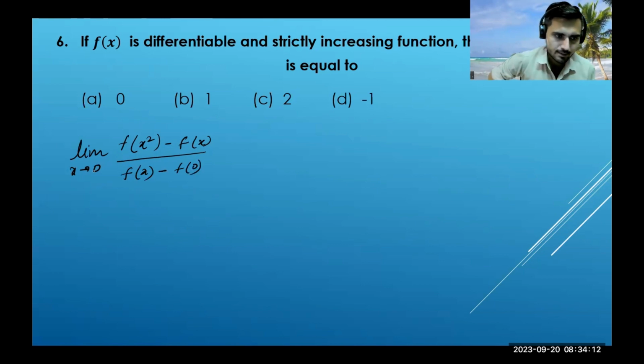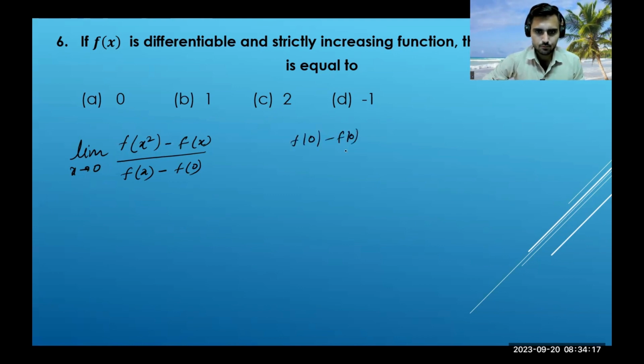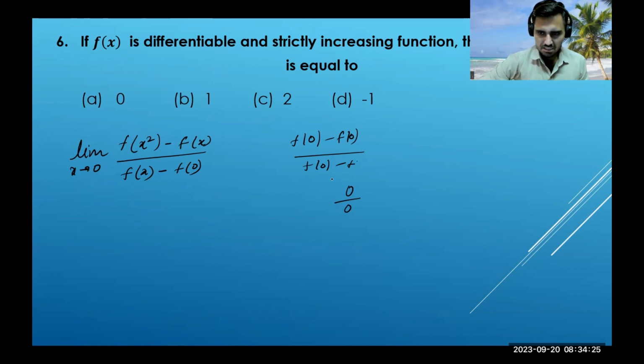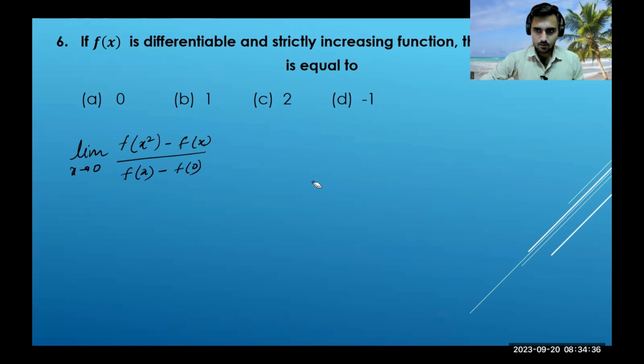Now if we put the limit x equal to 0 here, we'll get f of 0 minus f of 0 upon f of 0 minus f of 0, which means we'll get a 0 upon 0 form. It's an indeterminate form. So if we have an indeterminate form 0 by 0, we'll apply L'Hospital. What is L'Hospital's rule? We'll just differentiate the numerator and denominator separately, right?